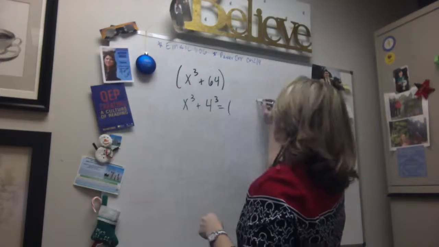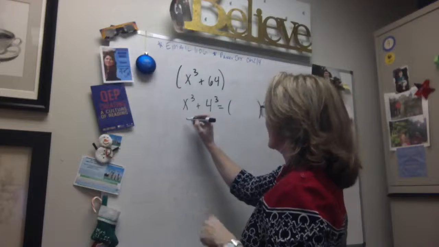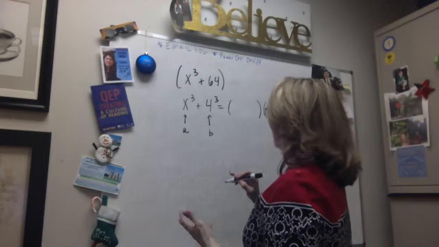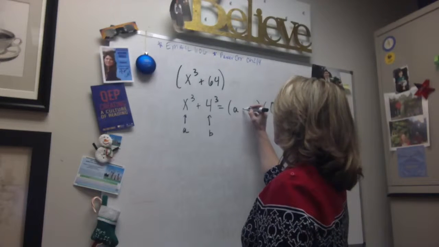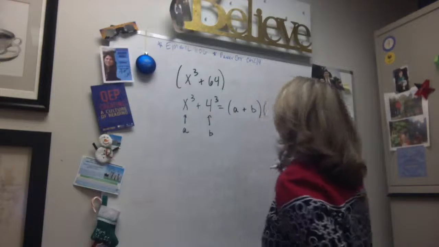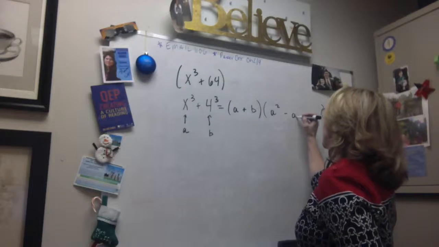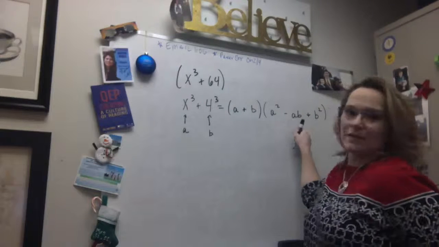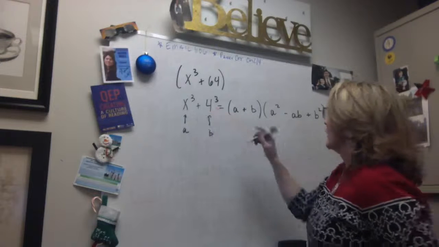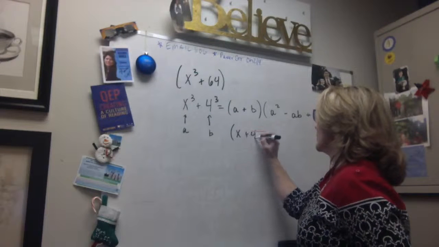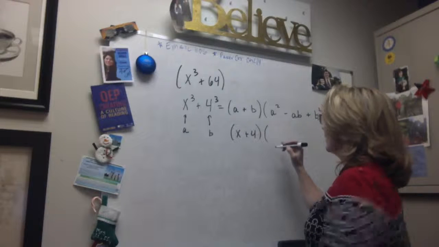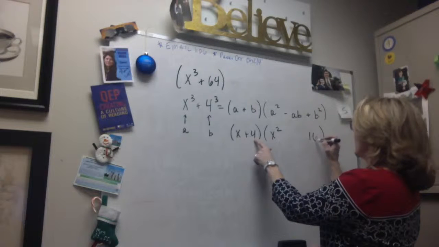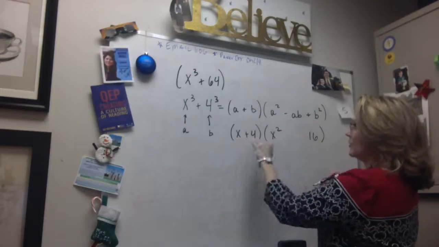And what we do when we factor this is we think about the formatting. This becomes my A and my B. And the way that the factoring will work is that I'll have A plus B, times A squared minus the product of A and B plus B squared. This you have to memorize. This only works for when it's plus. So I'm going to get x plus 4. That's my A and my B. I'm going to square A, so that's x squared. I'm going to square B, and that's always the caboose. Both of these together multiply and produce the middle term.